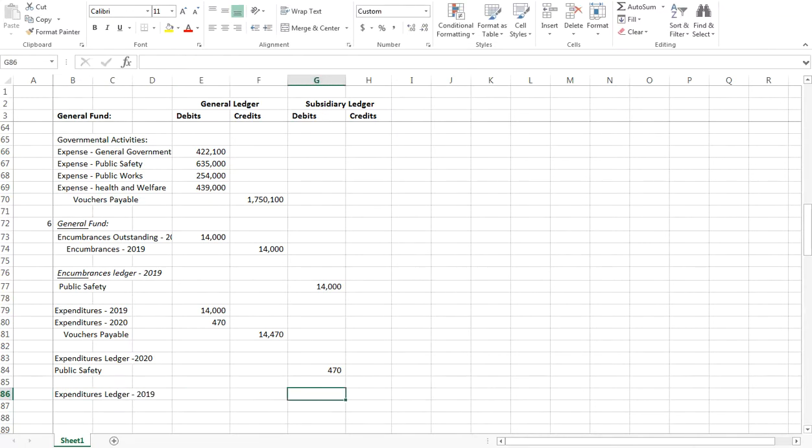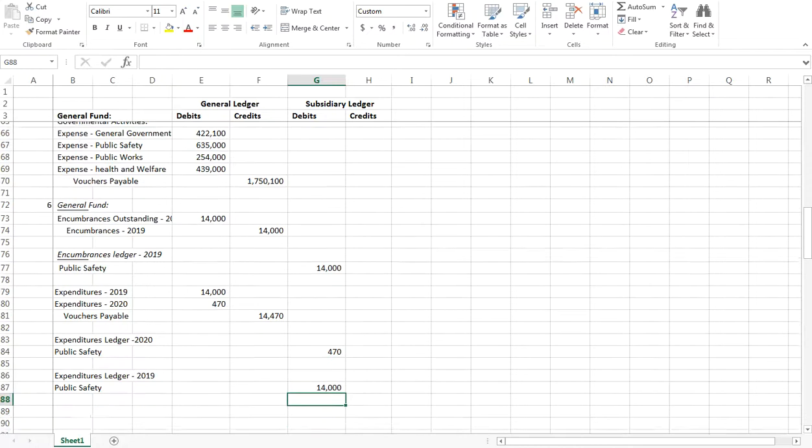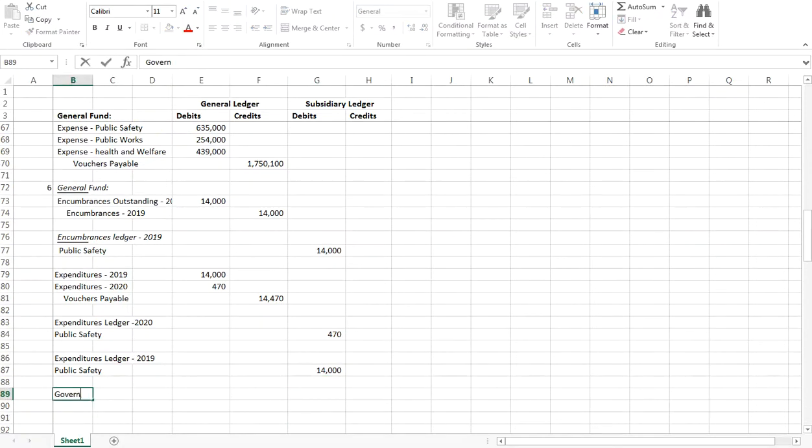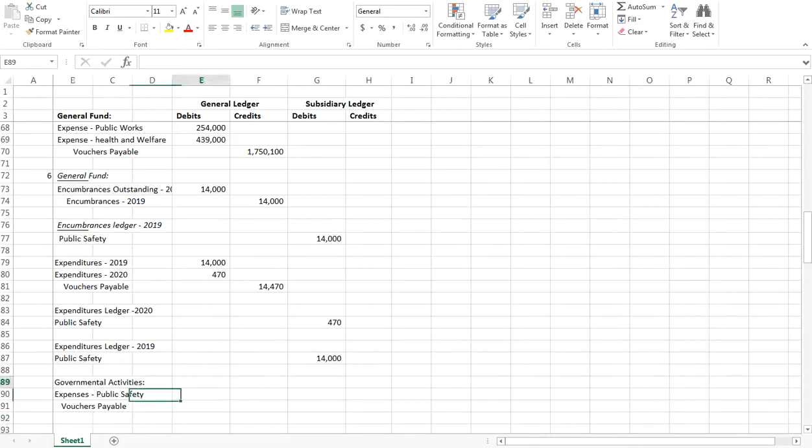And then for our expenditures ledger, 2019, public safety, we have the $14,000. I really want that to be $140,000 for some reason. I can't do it. There we go. Okay, and then finally, in our governmental activities, we have expenses, public safety, and then we credit vouchers payable. And that's the $14,470.